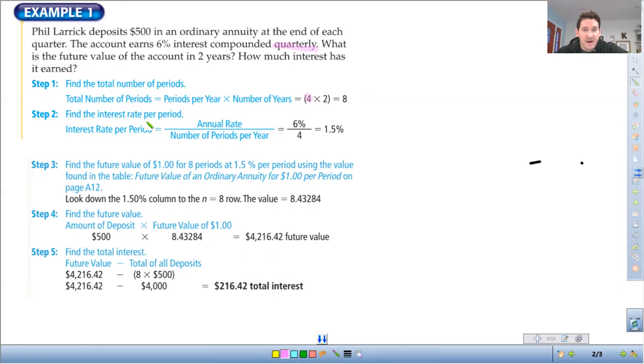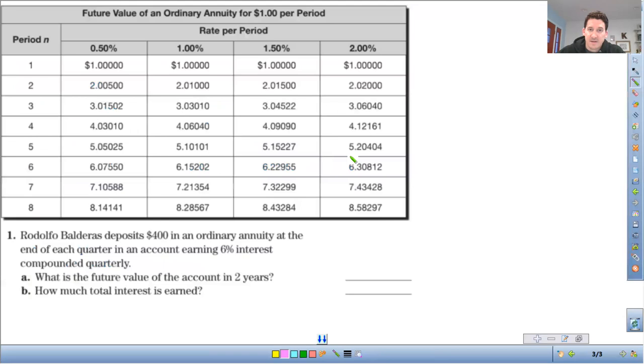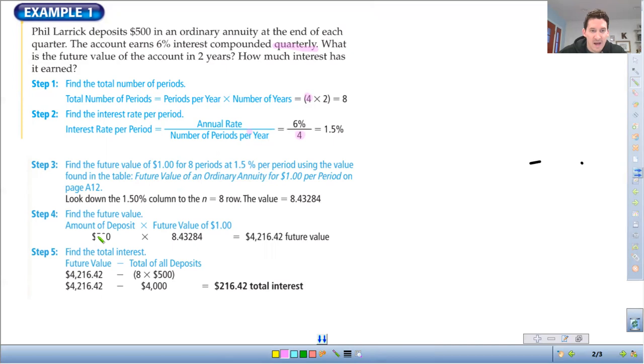Then you're going to find the interest rate per period, just like we did with the compound interest table. So it's 6% divided by the number of periods per year. Again, the 4 comes from it being compounded quarterly. You get 1.5%. And then you use the table. We're going to look at this table in a minute, but you use 1.5% and 8 periods to find the value. Then you take that table value and multiply it by the initial deposit. In 2 years, that's not bad. $500 in 2 years is worth $4,216.42. That's pretty awesome.